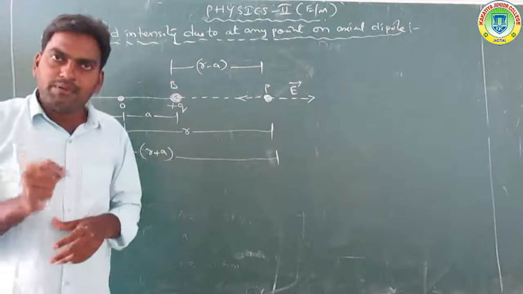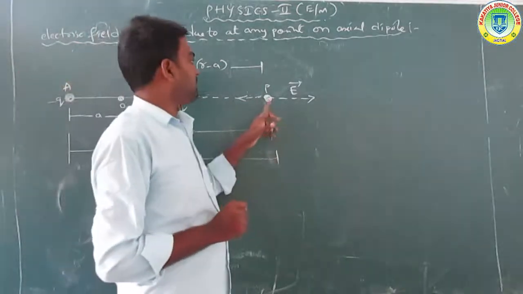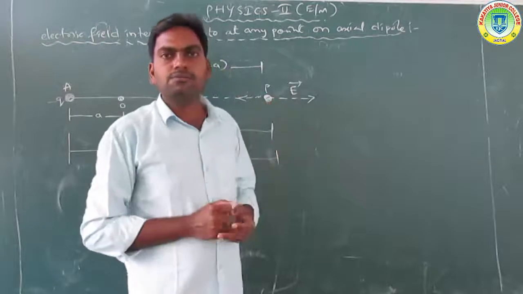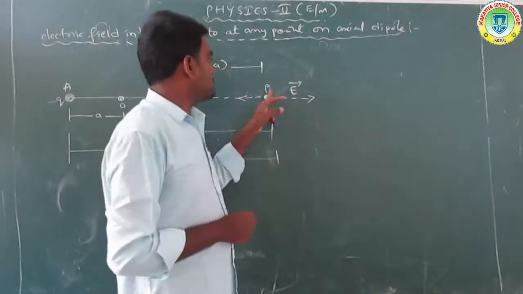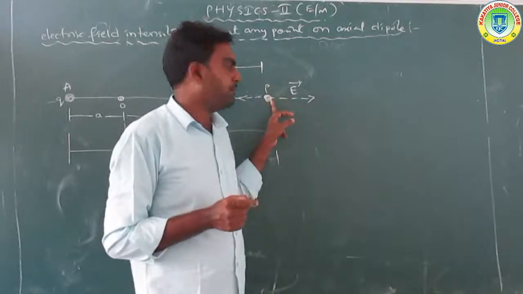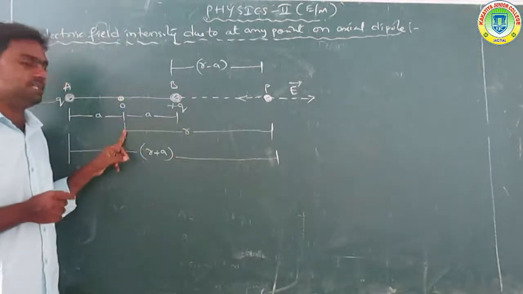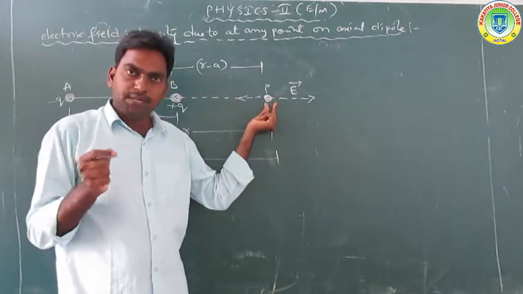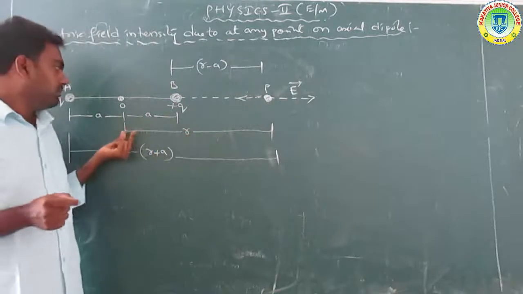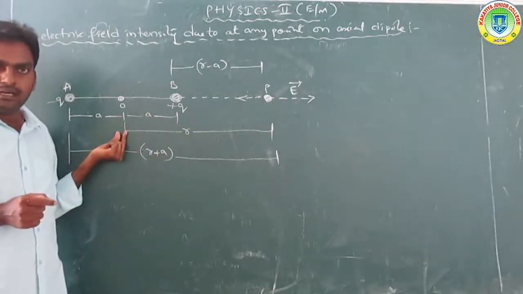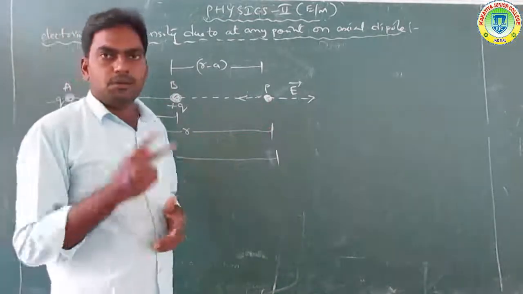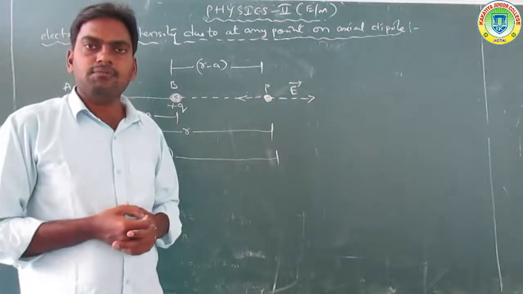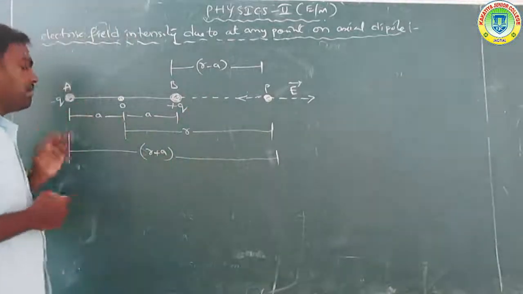Now we shall calculate the electrical field intensity at a point P on the axial line of the dipole. Consider the point P taken at a distance small r from the center of the dipole. At point P, two electrical field intensities act, so we shall calculate the electrical field intensity due to the plus Q charge and due to the minus Q charge.